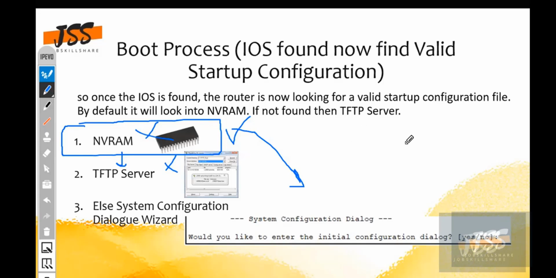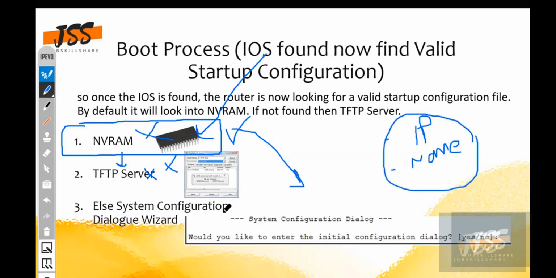But if you have already configured your switch, these settings like IP or the name, it will just hit NVRAM and we will go directly into IOS mode. Okay, so it will not go through the TFTP server or the system configuration dialog wizard if we have already provisioned our switches or the routers.